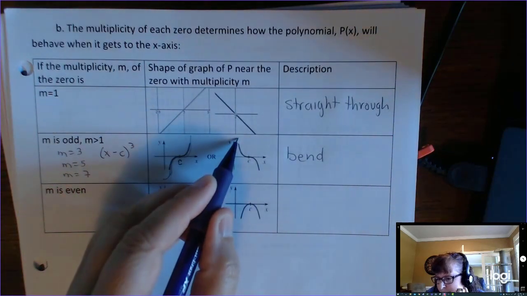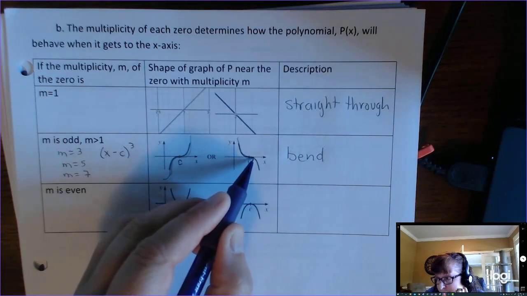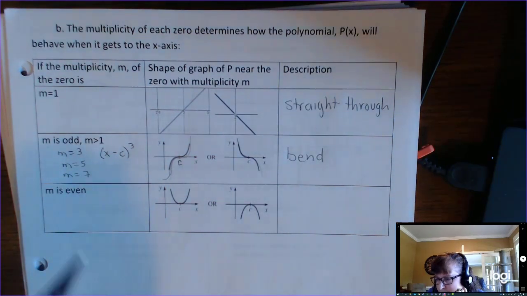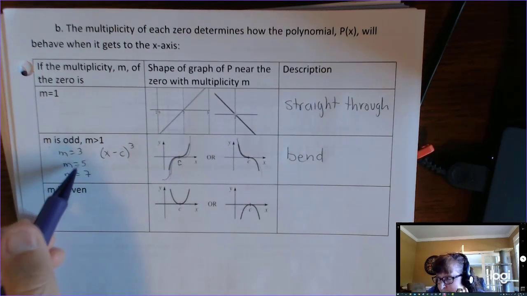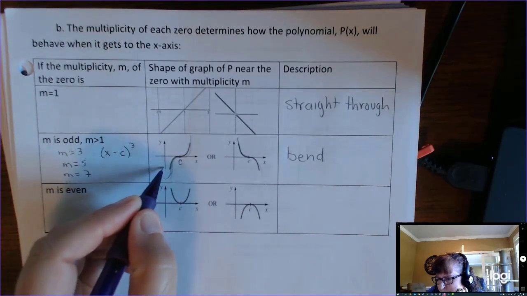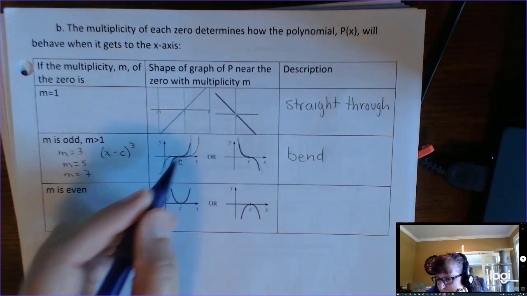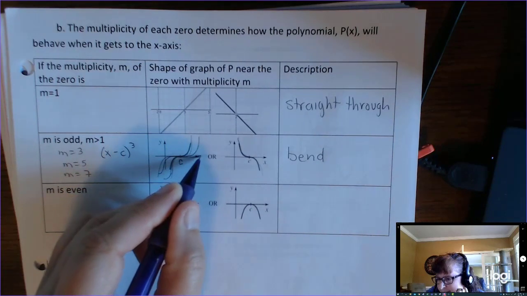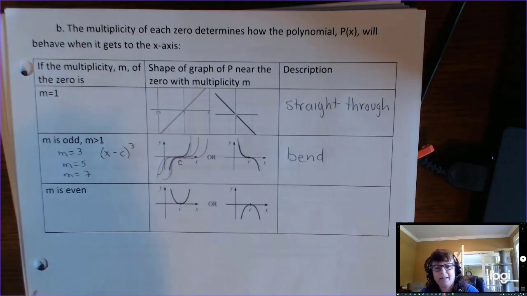And if you start up here, you'll come down looking like a U, and then when you get to the 0, you're going to flip it to an upside down U. So an odd multiplicity is going to cause a bend. Now what happens as the multiplicity gets larger is it just sort of flattens out. The larger the multiplicity, the more flat it looks, but we don't really worry about that in this class, but that is what's going to happen.